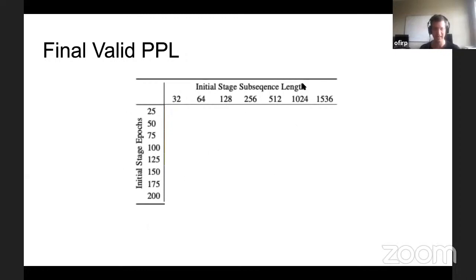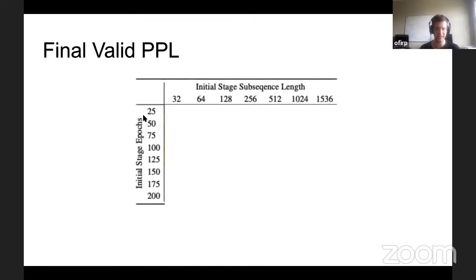On this axis, we have the initial stage subsequence length. In all of our experiments, we're always going to have two stages. The first is going to be a shorter subsequence length. And then our second stage is always going to be with inputs of size 3000, because our baseline model that we're comparing to has inputs of size 3000. So second stage is always 3000. First stage is going to be either 32, 64, 128, or whatever is here.